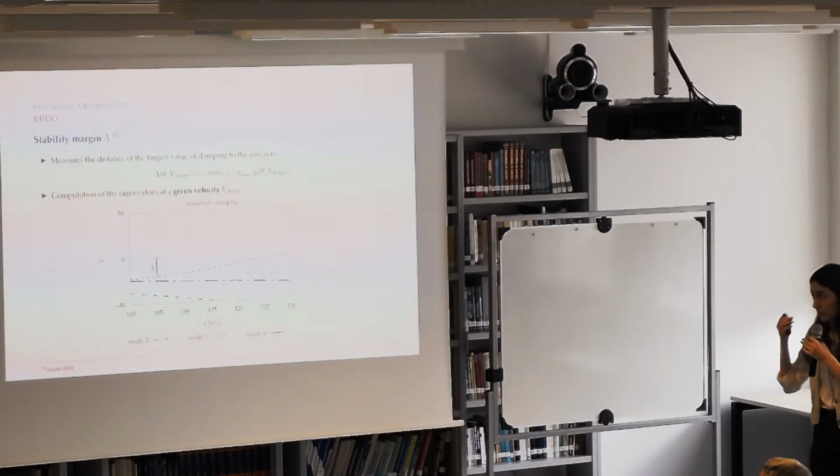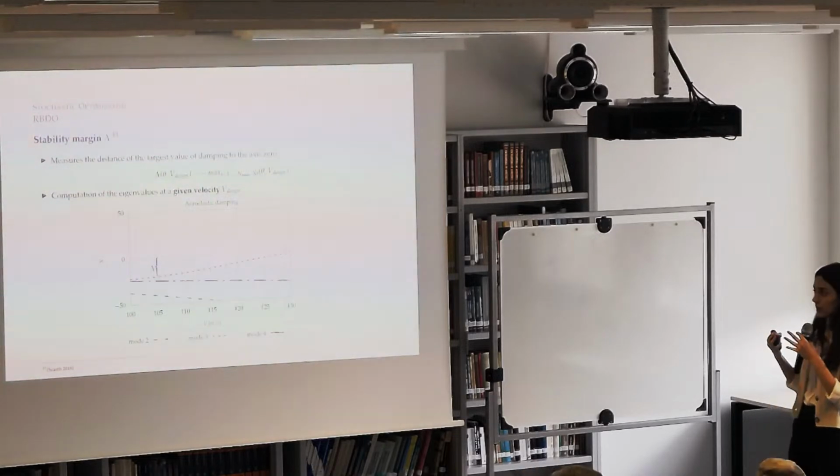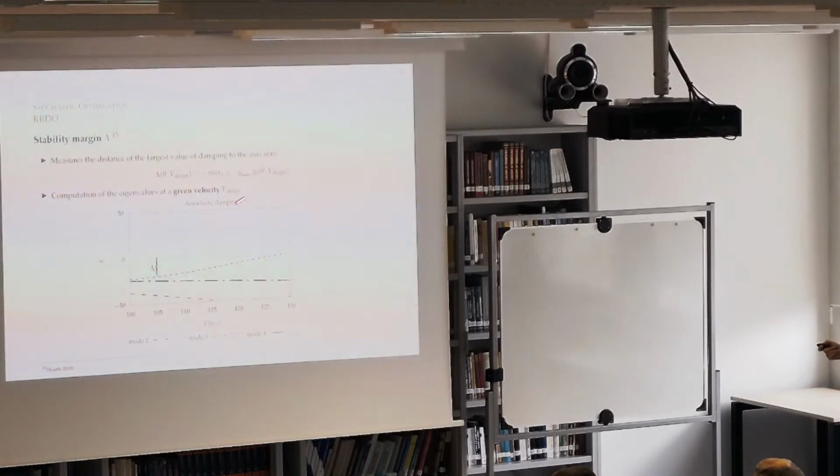Another advantage of working with stability margin is that we only compute our aeroelastic system, our PK solver, at one given design velocity. So we calculate dampings at one design velocity, which further reduces our computational time instead of reiterating over multiple velocities.